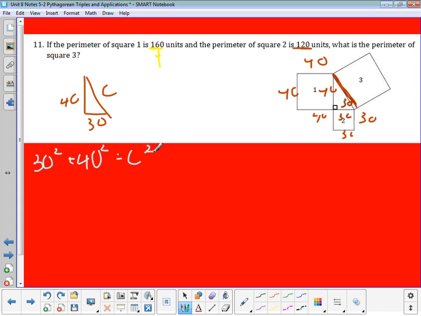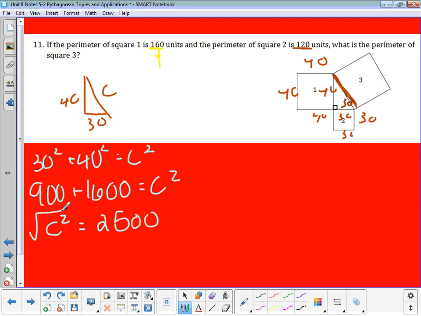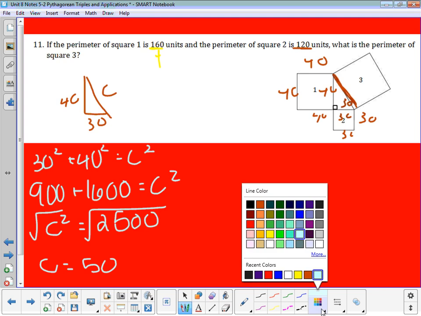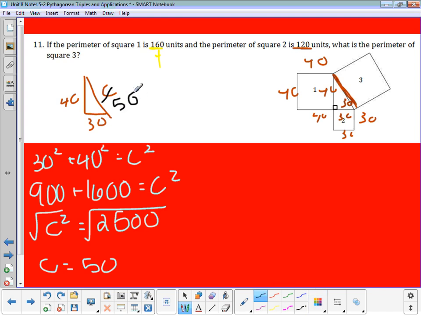So first thing I do is 30 squared, and I get 900. And 40 squared is 1,600, and that's equal to C squared. So when you add those together, you get C squared is equal to 2,500. So we're going to take the square root of each side, and we end up getting a whole number, 50. So the side length of that triangle here is 50, which means that this side length here is 50. And since it's a square, each of these sides are 50.